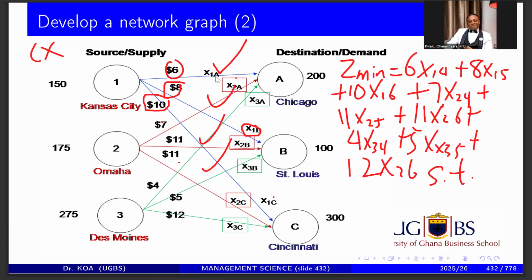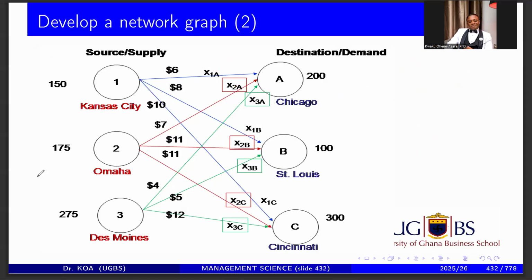So in this case, we are going to write the number of constraints. So how many constraints are we going to write? How many different constraints?